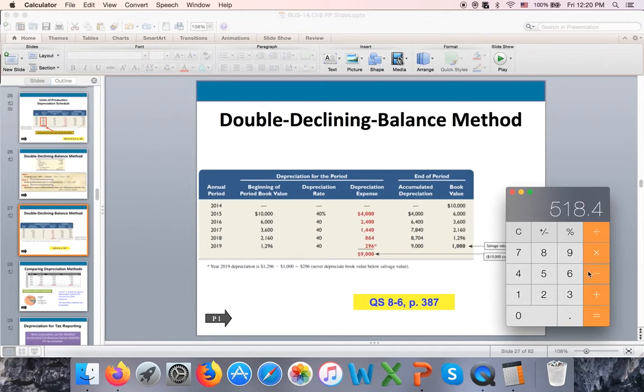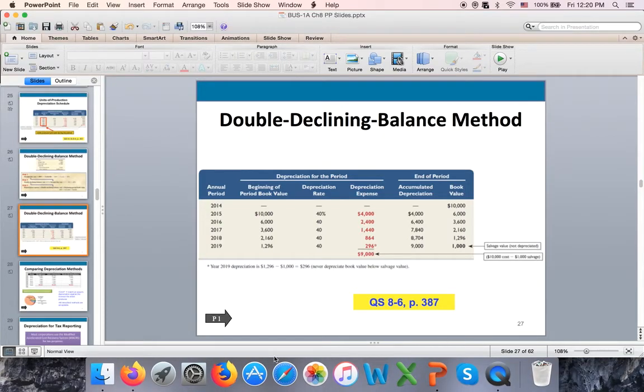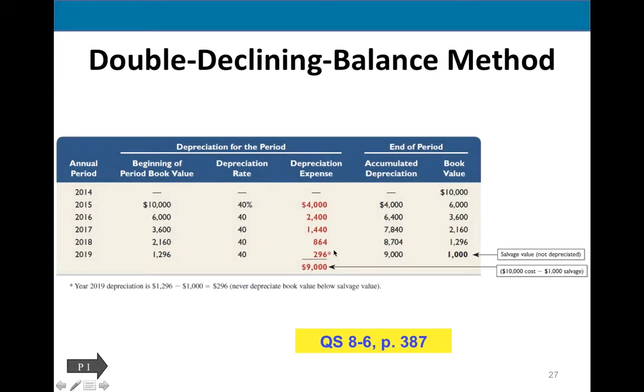But if I depreciate it by $518, my book value will fall below $1,000. So 1,296 minus 518, my book value then will be 778. I cannot have it fall below salvage value, so you have to plug it in. In this last year, how did we calculate the last depreciation of 296? We simply took 1,296, and I cannot fall below 1,000. I have to stop here. So my depreciation here is forced in, plugged in, $296. But the total is still $9,000.